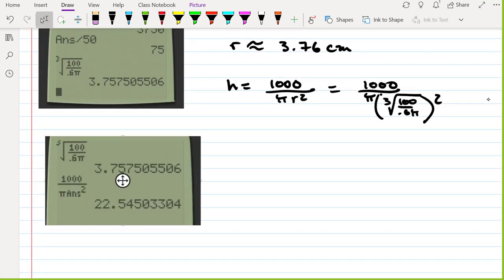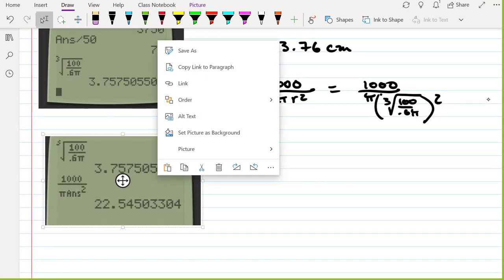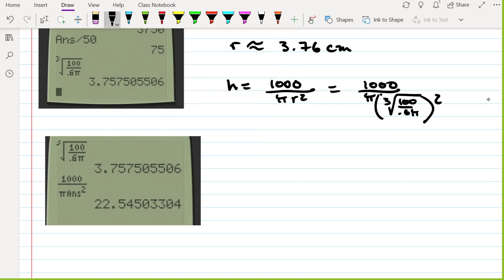So then that gives us that the height, rounding to 2 decimal points, would be 22.55 centimeters. All right.